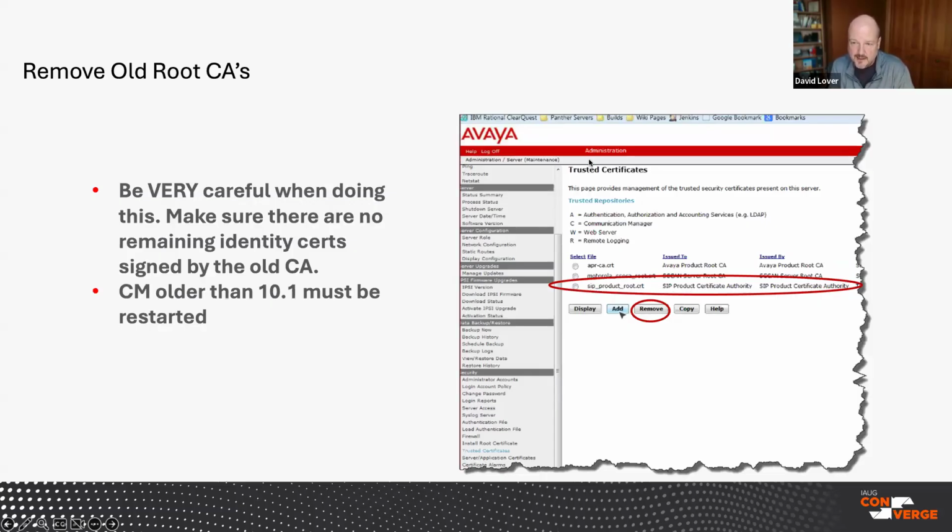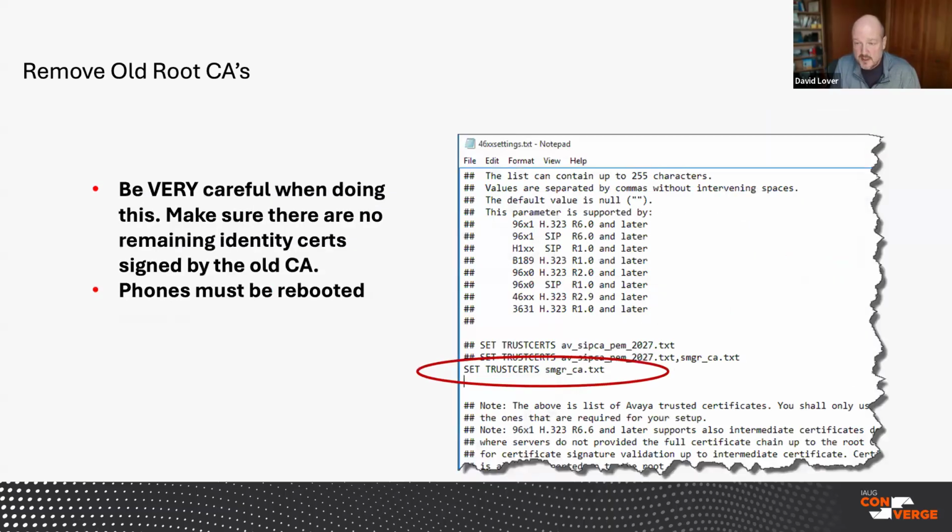You're basically saying, hey, Communication Manager, I no longer want you to trust anything signed by this old certificate authority. So we're going to go into the trust certs. We're going to highlight that particular root certificate and we're going to remove it. All right. And we'll do our potentially system reset one, depending on what version you have. And that should wipe that out, and Communication Manager will no longer trust those older certs.